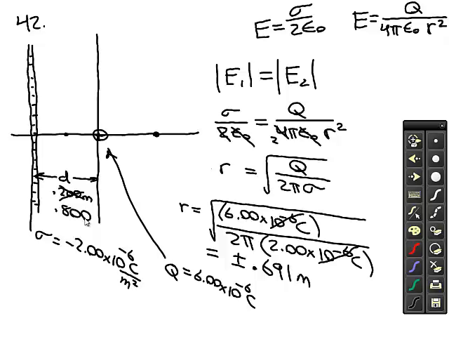All right. So the answer is 0.691 meters and negative 0.691 meters. And then for part C, it's just 0.691. The negative one doesn't work.